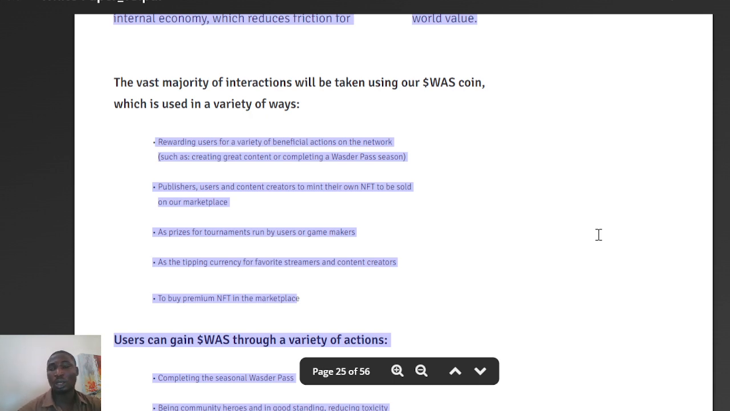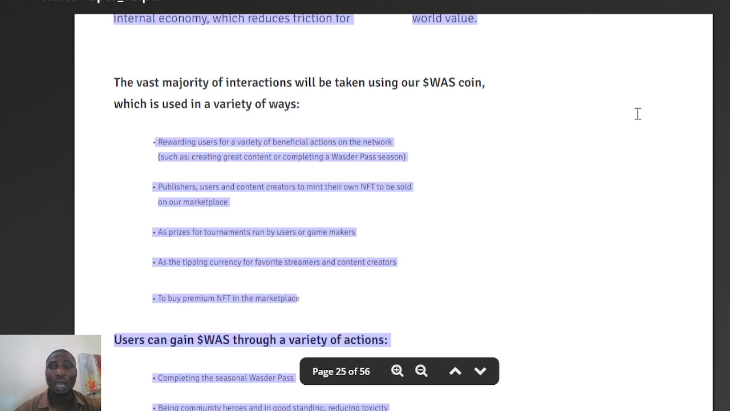All these are important points that we need to consider when looking at this token: what can you use it for, what is the utility behind the token, what we need to know about it, and how we can make use of it in the long run.